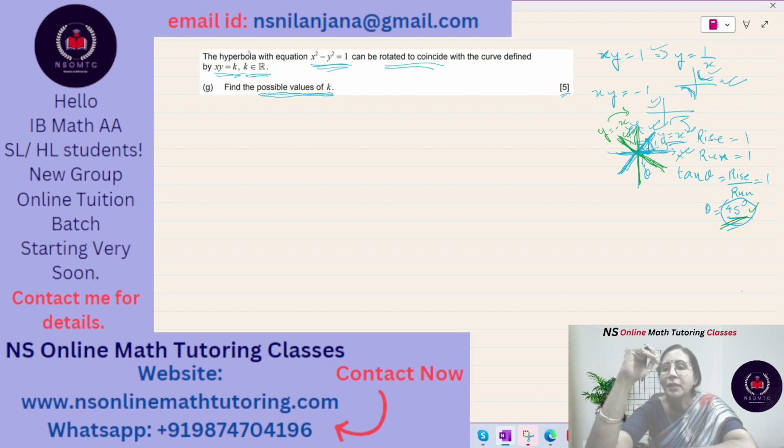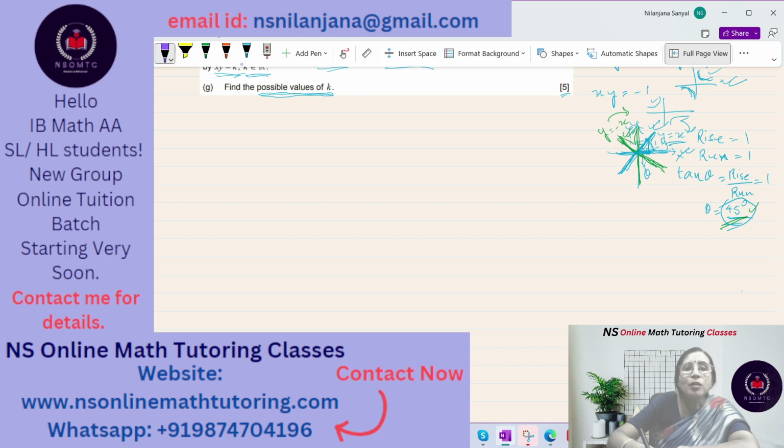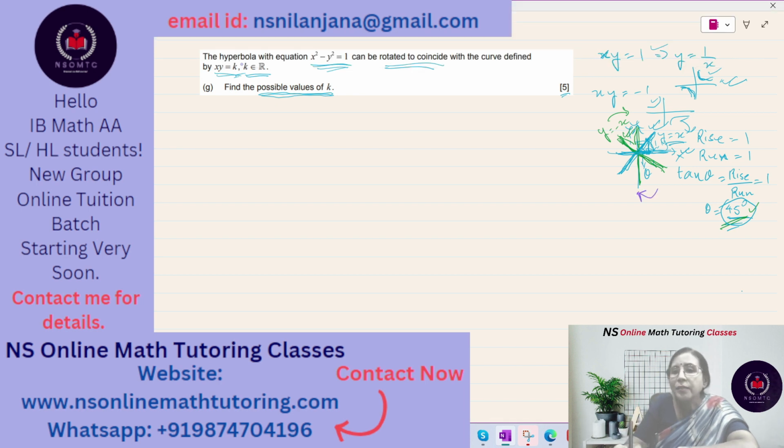This is the case when we are rotating the two oblique asymptotes in the clockwise direction. The y equals negative x line coincides with the y-axis and the y equals x line coincides with the x-axis when they are rotated through an angle of 45 degrees in the clockwise direction. What happens when we rotate them in the counterclockwise direction? When we rotate both of them in the counterclockwise direction, the y equals x line will be moving in which direction? It will be moving in this direction.